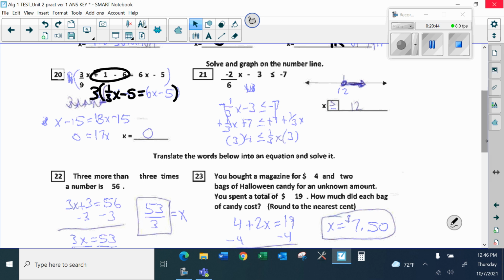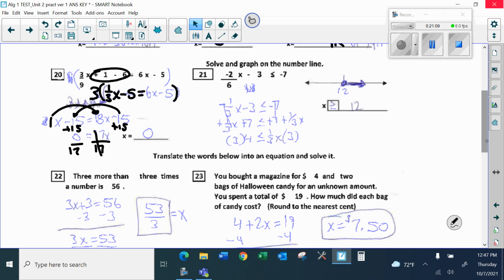Okay, I'm moving the smaller one over to the bigger side for the variables, so that means the constant's going the other way. So I'm adding that 15 across. And I get 17x equals 0. 17 times what is 0? Only 0. Or I can think of dividing like that and get x equals 0. Same thing.